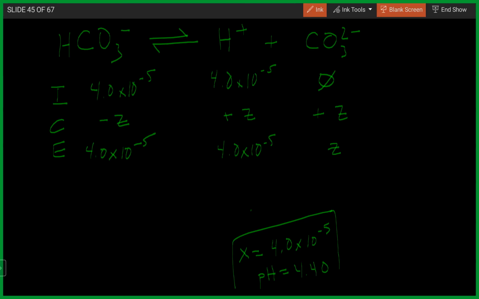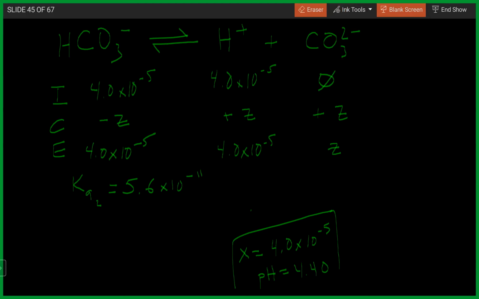And just like the previous one, we need to know the equilibrium dissociation constant for this one. So Ka2 is going to be even smaller. The previous one was 4.3 times 10 to the negative 7th. This one's going to be 5.6 times 10 to the negative 11th. So we're going to get a very small amount of this reaction actually pushing to the right-hand side.